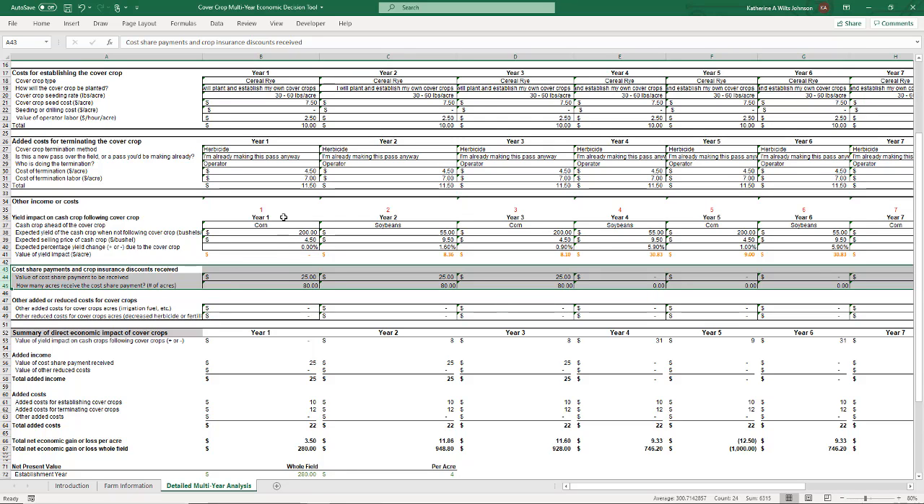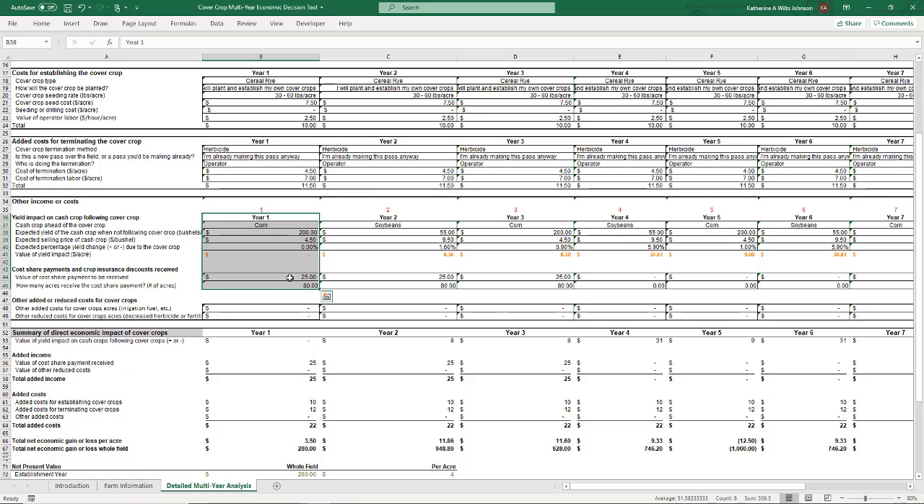As we can see here in year one, this farm received $25 of cost share over all 80 of its cover crop acres. The same thing once we get into year two, $25 of cost share on all 80 acres. And year three, $25 of cost share on all 80 acres. Once we get into year four, we see that the cost share payment goes away. That's because in the farm information tab, we indicated this farm was only receiving 3 years of cost share payment. So looking beyond year four, we don't see any cost share payment anymore.